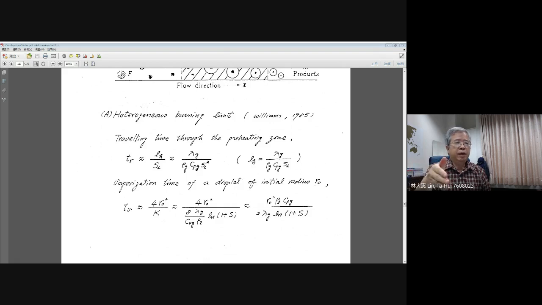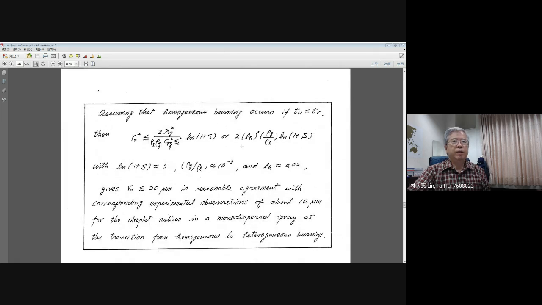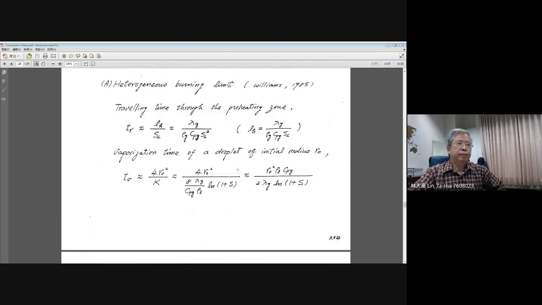But for the TV, the vaporization time is more than the turbulent time. That means that all the gasification process will stop just ahead of the premixed flame front. Okay, then the criterion simply states that if TV is smaller than or equal to TR, then you will assume only homogeneous burning occurs, because the droplets will complete their evaporation before the premixed flame front.